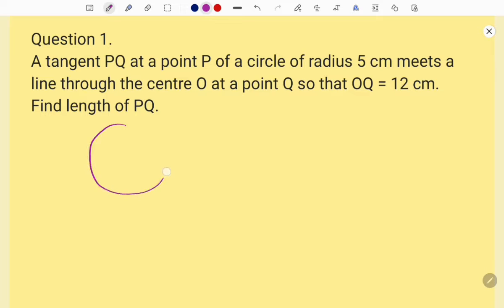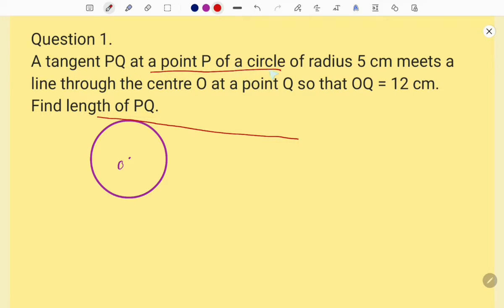Now, a circle with the center O. It is given that PQ is the tangent. Suppose I take the tangent like this. This is PQ, the tangent at point P of the circle. Now you can take this as the point P, and this is the point Q. Here it is given that the radius is 5 centimeters.